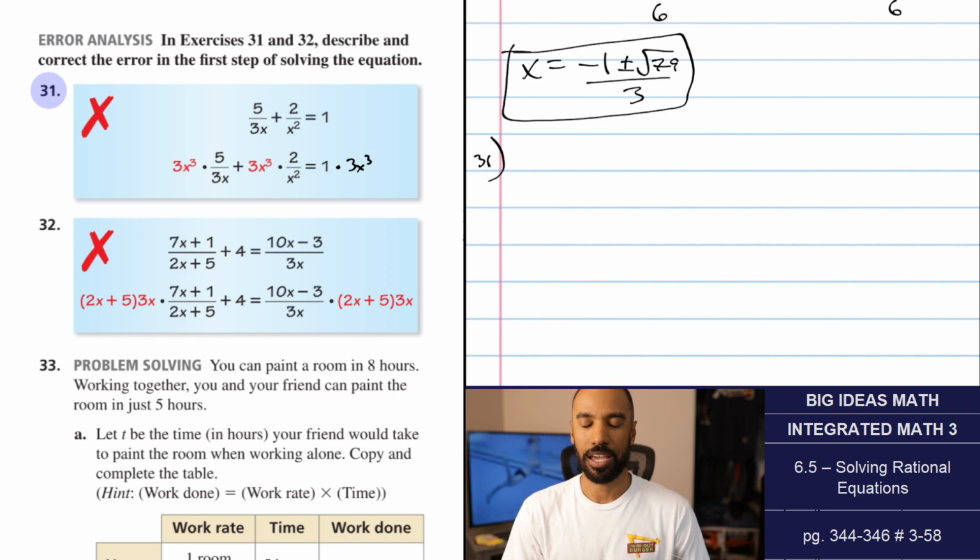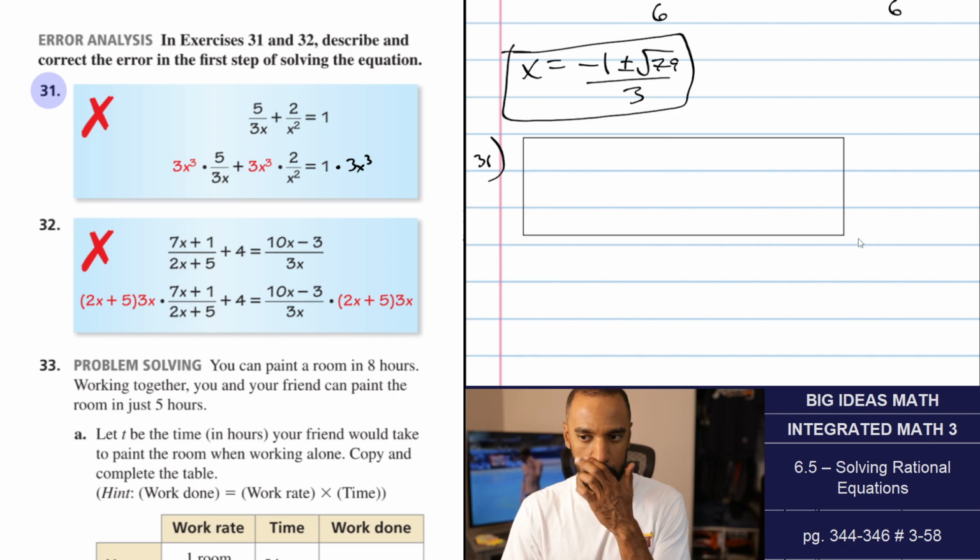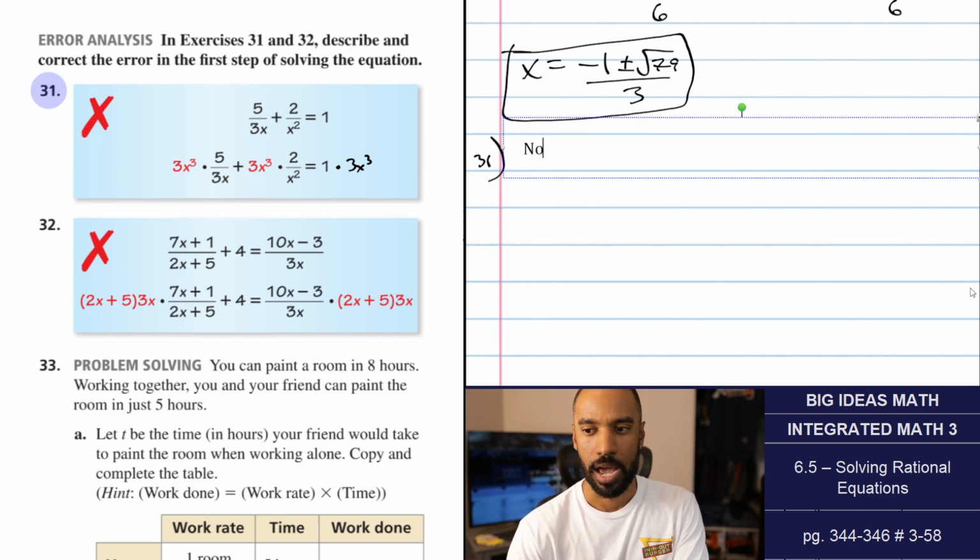Now, they found a common denominator. It's not the least common denominator. Not an error.